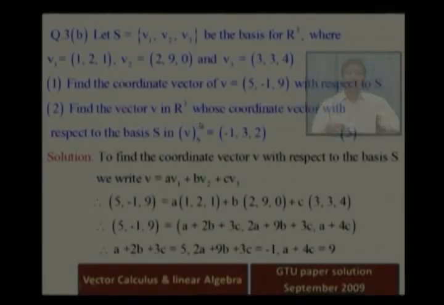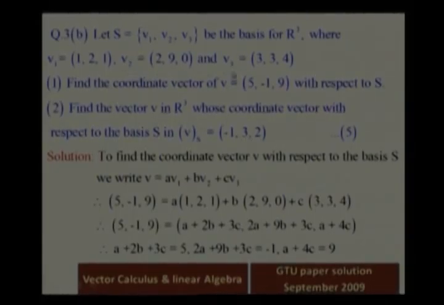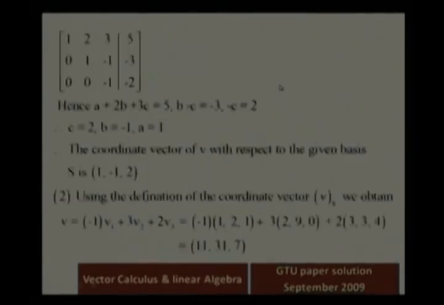V in R3 whose coordinate vector with respect to the basis is -1, 3, 2. So already we have the coordinate vector and we have these three vectors v1, v2, v3. If you want to find the vector v such that the coordinate vector is -1, 3, 2 for these three basis vectors, we just have to take the linear combination: -1 into (1, 2, 1) plus 3 into (2, 9, 0) plus 2 into (3, 3, 4).